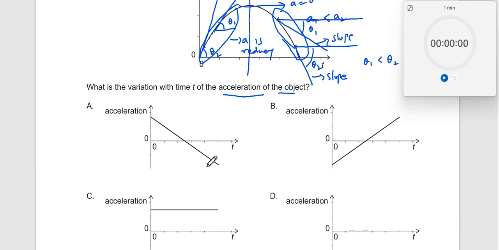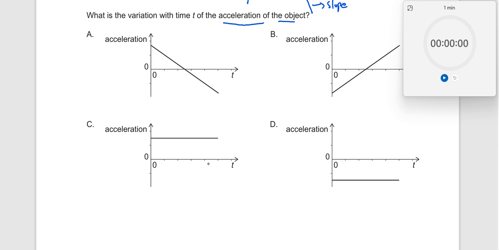So towards it, which of these graphs will denote this one? If you look at the first one, acceleration keeps on reducing, then in the negative sense, acceleration keeps on increasing. So this is one of the most appropriate ones. Let us look at the other ones also.